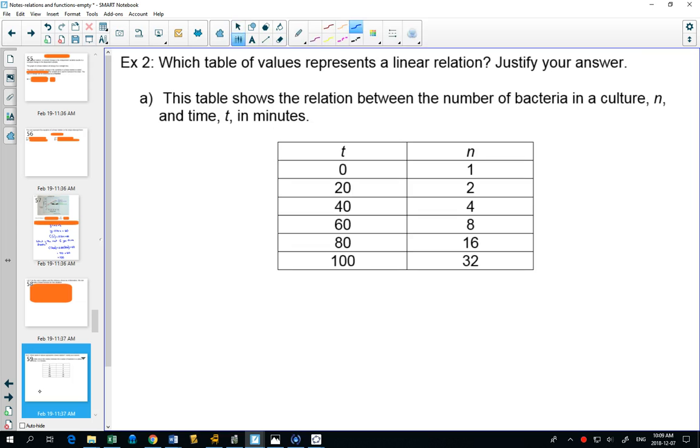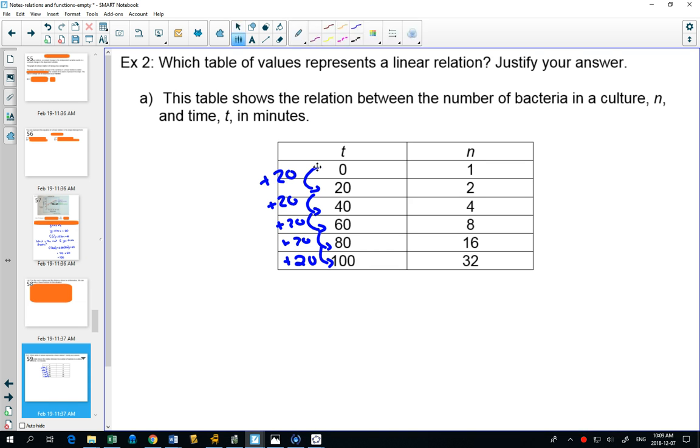Let's look at our independent variable. What's happening from 0 to 20? Plus 20. And 20 to 40? Plus 20. And 40 to 60? Plus 20. And 60 to 80? Plus 20. And 80 to 100? Plus 20 again. So in our independent variable, we are having a constant change. We are going up 20 each time.